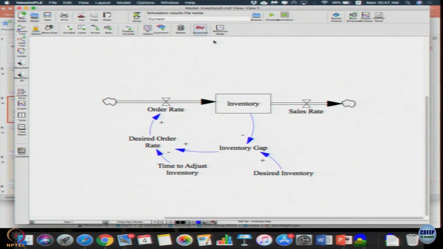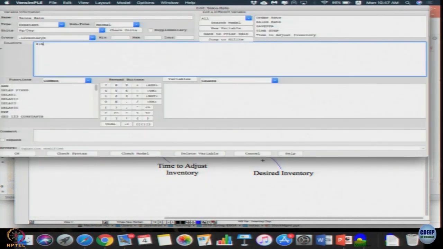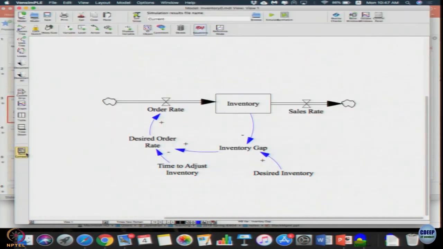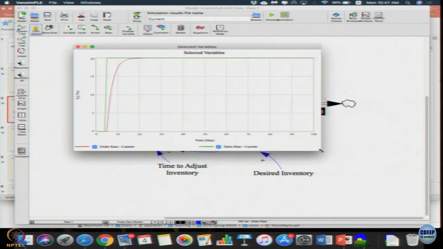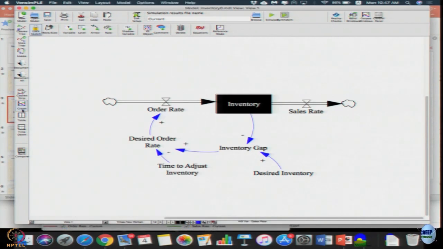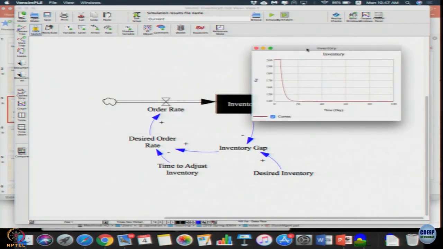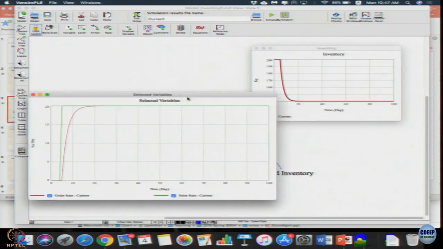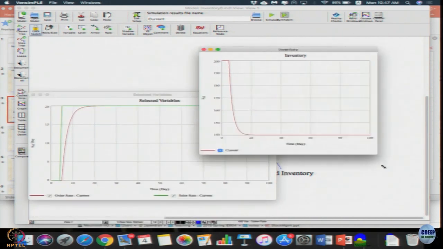So, all of you hopefully got this model. Let me just put sales rate as 0 plus step of 20, 5, and run it. If you plot a graph of order rate and sales rate, after some time the order rate approaches the sales rate value, typical goal seeking behavior. Now the model inventory falls down and stabilizes at a value of 140.